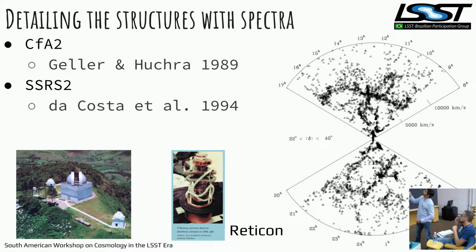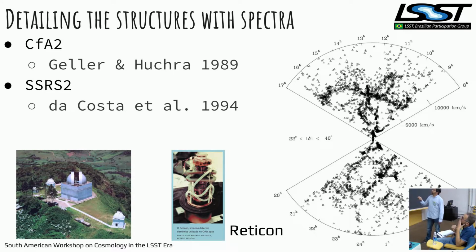Can you see it? In the north part, you had this stick figure here, and it was one of the first times that you really looked into the structures of the universe. You saw walls and all. And in the south, you had this result here. So with a spectrograph, you can really probe the structure of the universe in 3D.